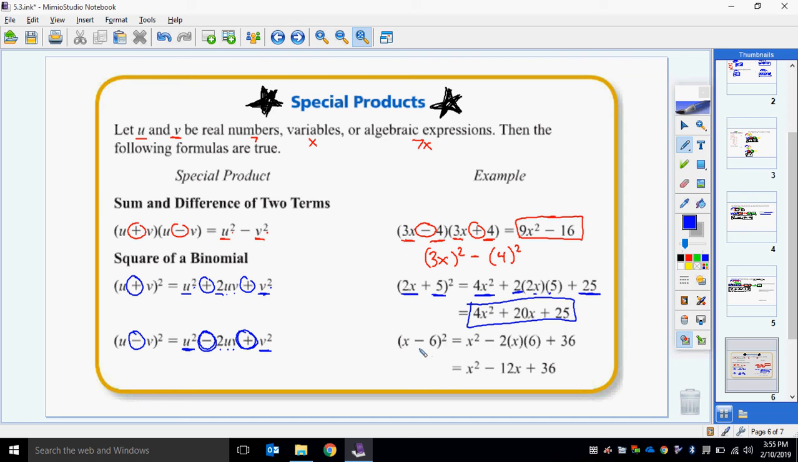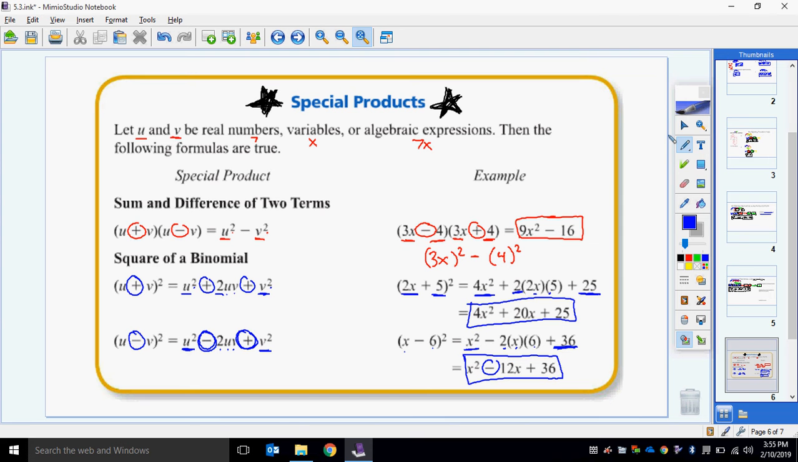Like for this example, it says x minus 6 squared. Your first term is x, so square it, put it in the front. Second term is 6, square it, put it in the back. It's got to be addition. And in the middle, you take 2 times both of your terms. So 2 times x and 6 would give you 12x. And make sure that sign is negative there.